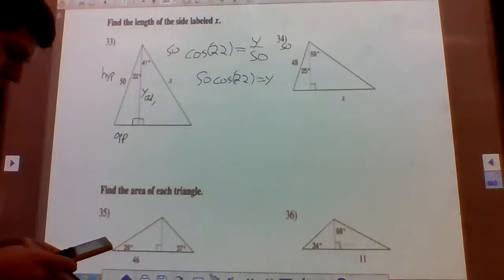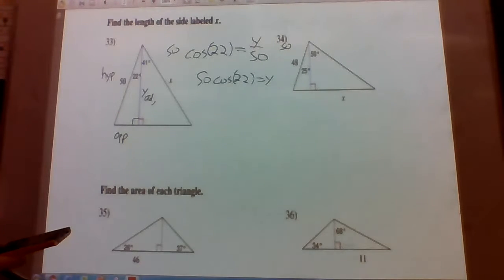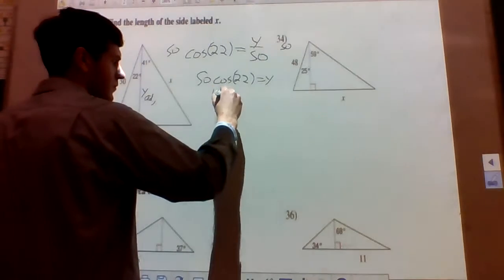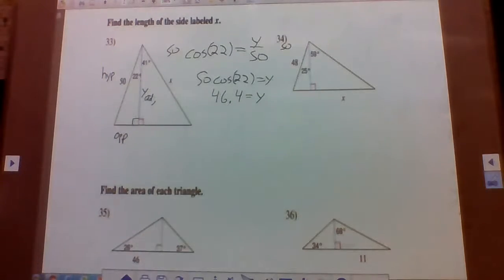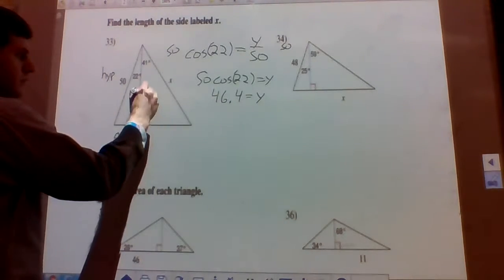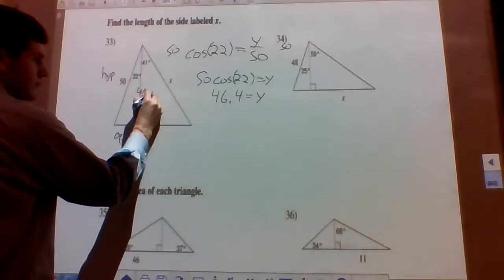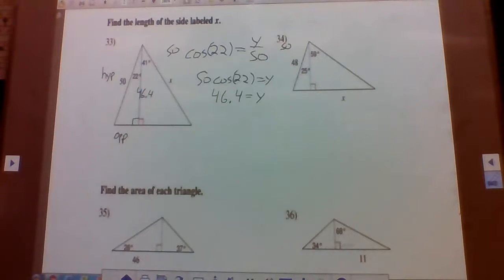And put that in the calculator. 50 times cosine of 22 is 46.4 equals y. So we know the altitude here is 46.4. If I could get a dot big enough to represent a decimal point. All right.